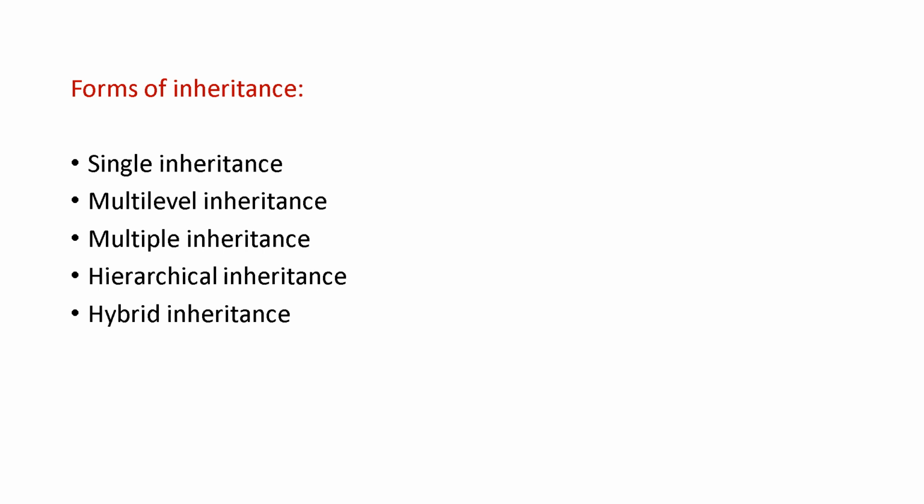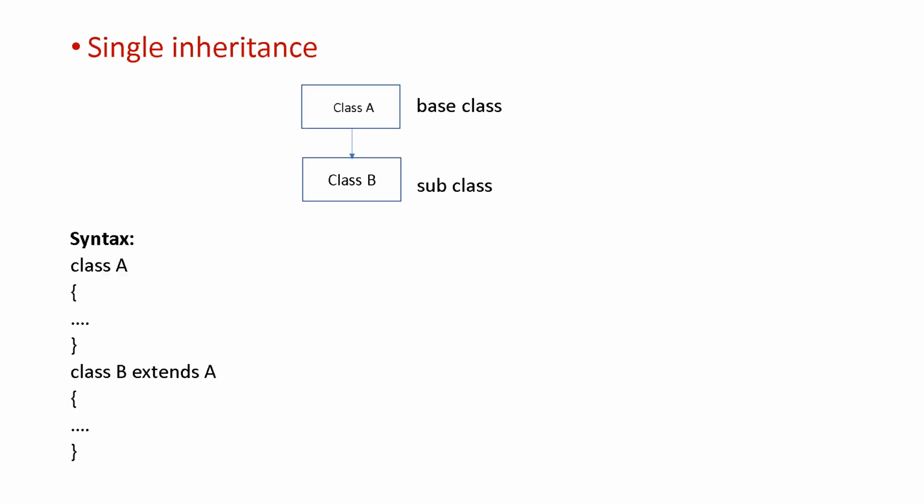Forms of inheritance. These are the 5 forms: single inheritance, multi-level inheritance, multiple inheritance, hierarchical inheritance, and hybrid inheritance. Single inheritance: one base class and one subclass. Here A is the base class and B is the subclass. B has been extended from A. That is the extends keyword we have to use. You just write the code of class A, a method of class A and a method of class B. This is single inheritance.